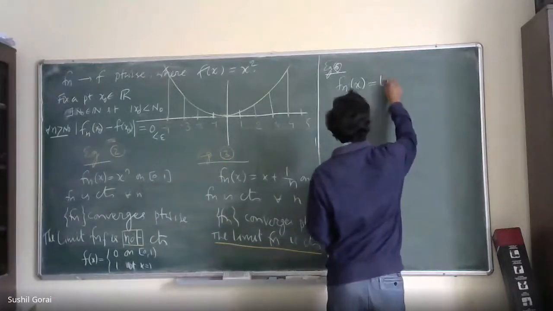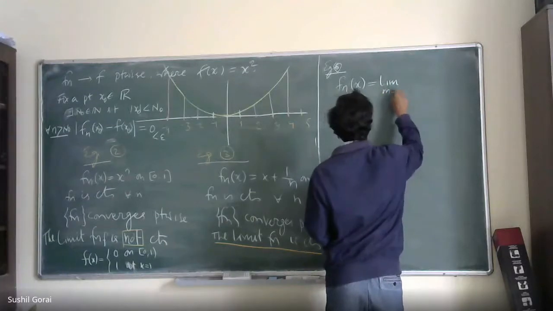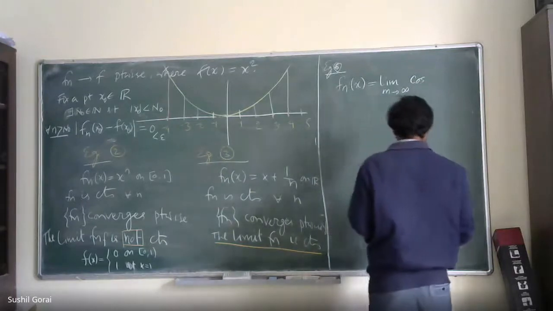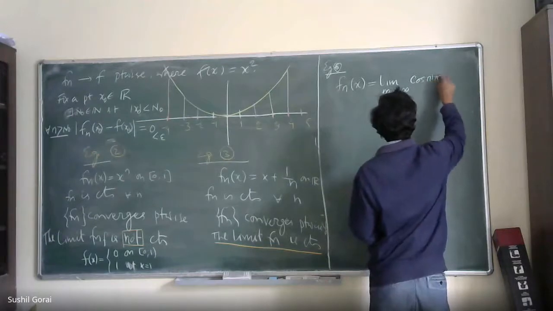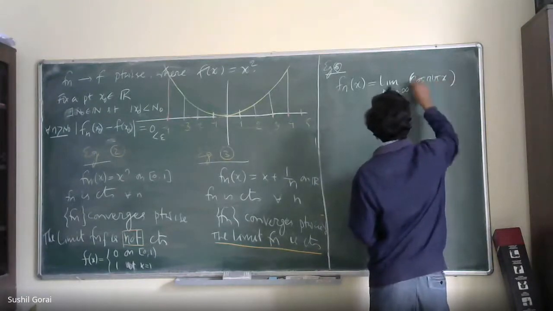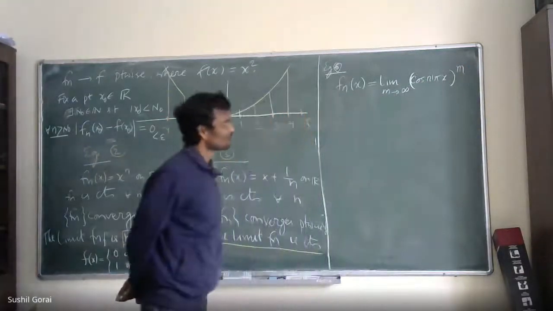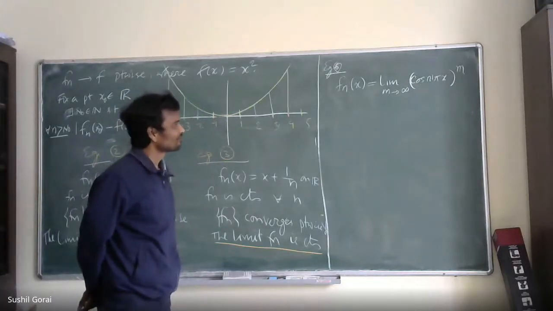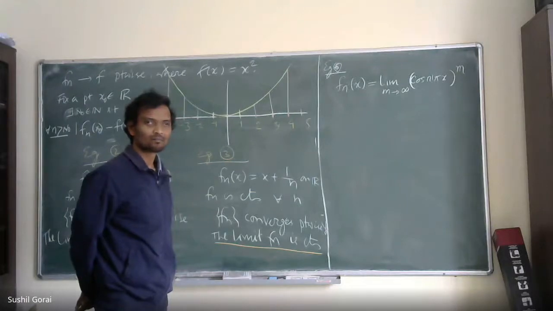So this is the limit. fn(x) is defined as that: the limit as n tends to infinity of cos of (factorial n by x) to the power m. Do you see? Is the definition clear? Yes, sir.